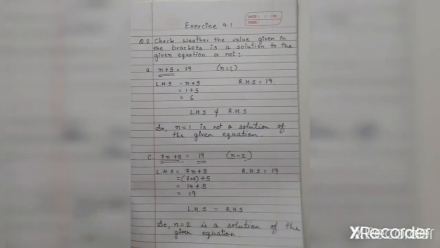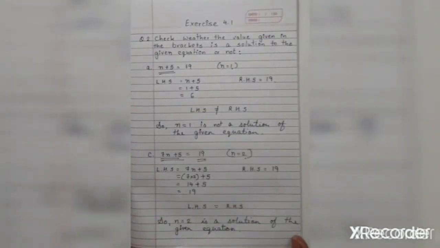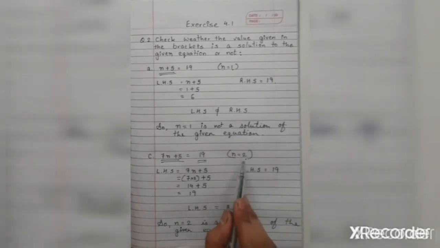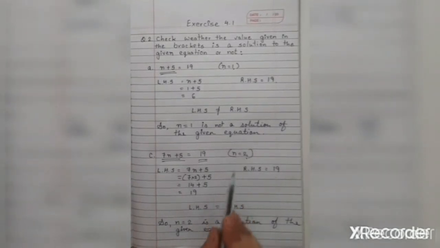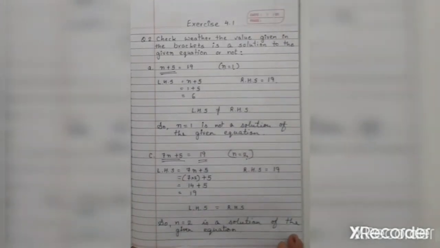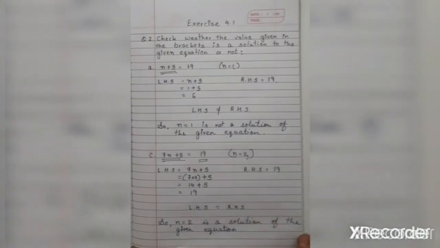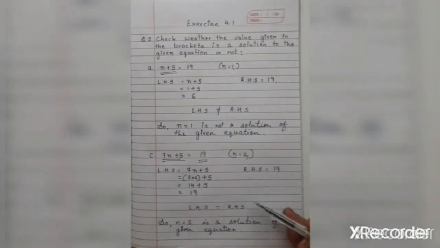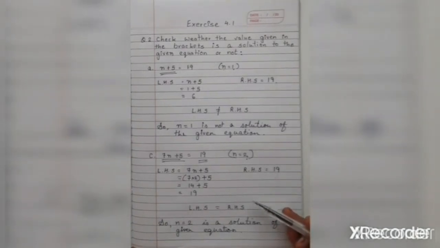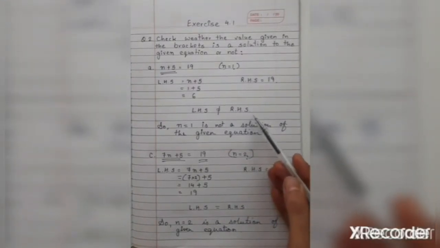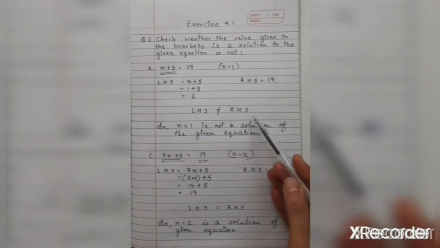In this way, you can solve all the sums of this question. Replace the variable with the given value, then do the calculation of left hand side, and then check whether left hand side is equals to right hand side or not. If left hand side is equals to right hand side, then the given bracket is the solution of given equation. If left hand side is not equals to right hand side, then the value given in the bracket is not a solution of the given equation.